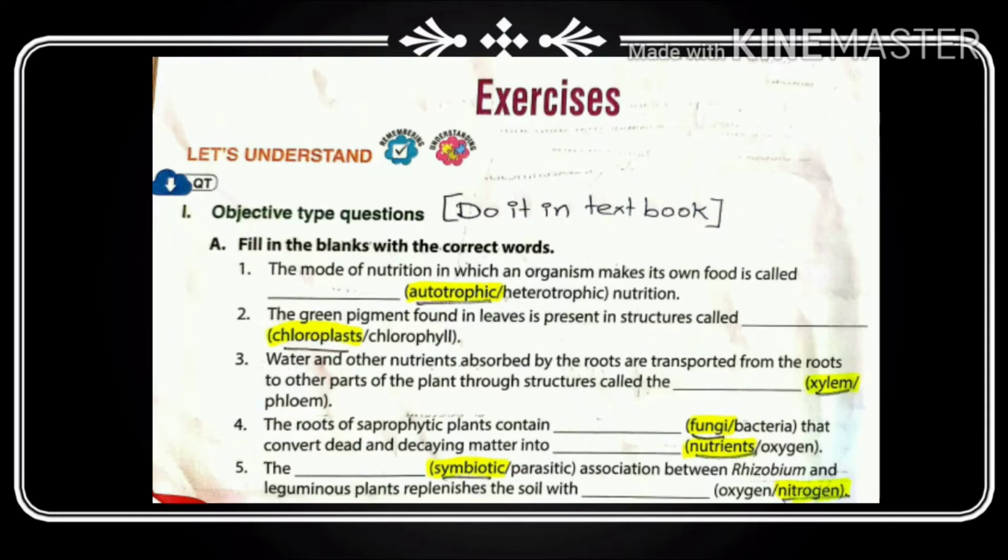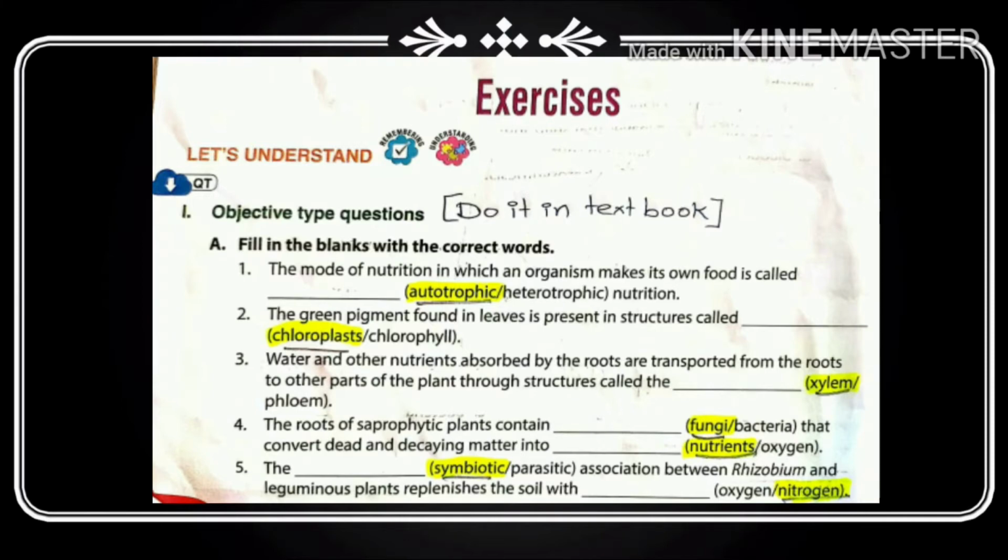Then second is the green pigment found in leaves is present in structure called. So here 2 options are there, chloroplast and chlorophyll. Now chlorophyll itself is a green pigment, so definitely answer would be chloroplast.